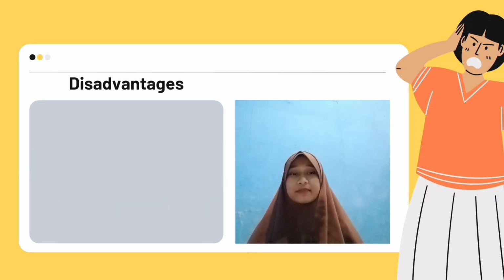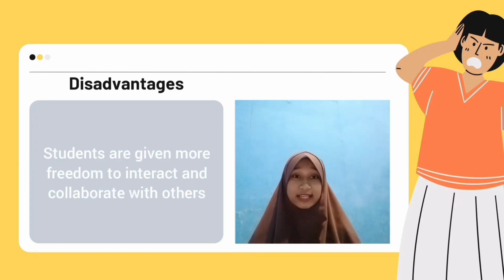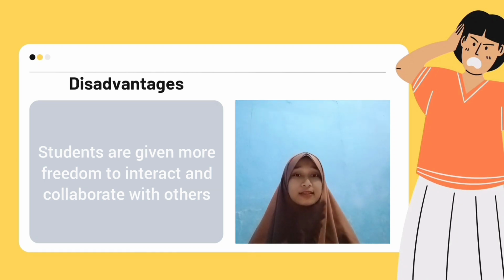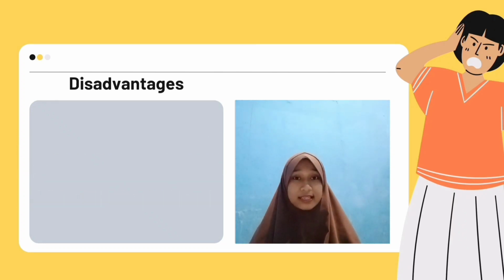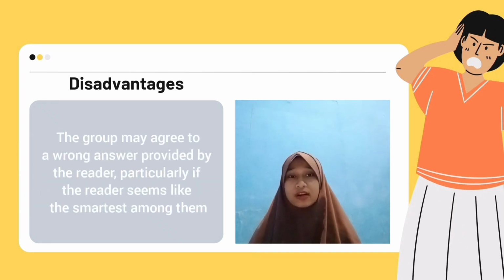The second one, misleading feedback. Students are given more freedom to interact and collaborate with each other in reciprocal teaching. More so, students take on the roles of the teachers and provide answers to questions asked by their peers. In the process, the group may agree to a wrong answer provided by the reader, particularly if the reader seems like the smartest one among them.